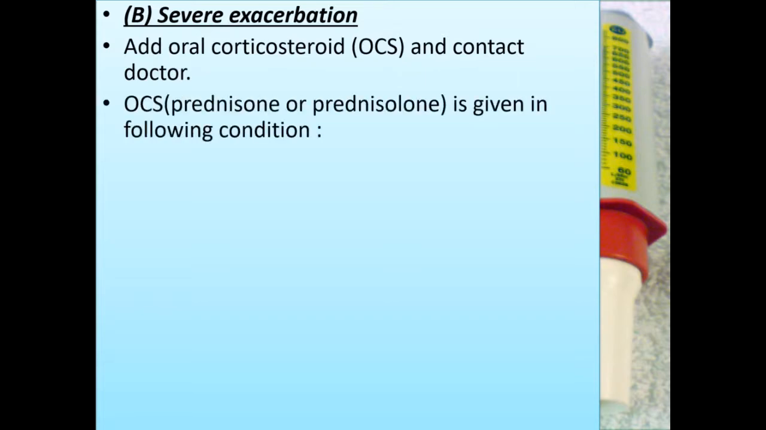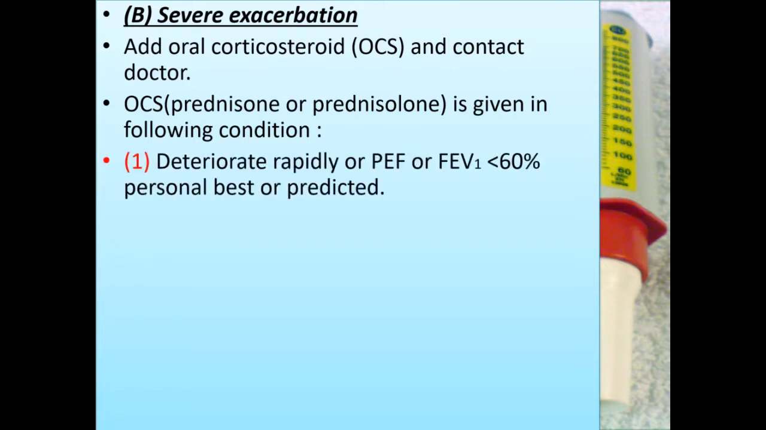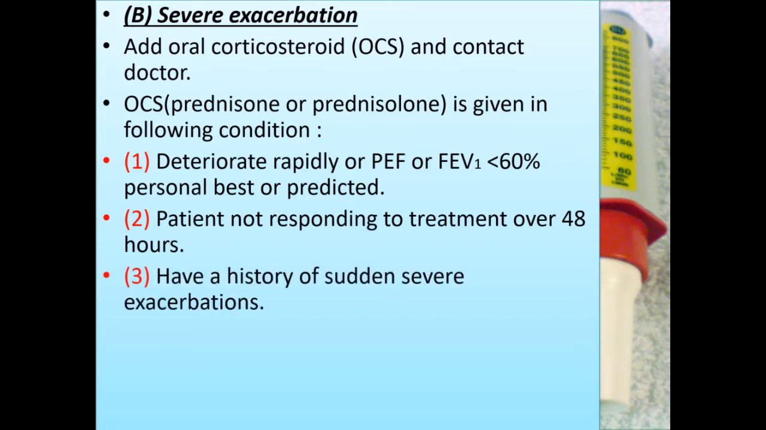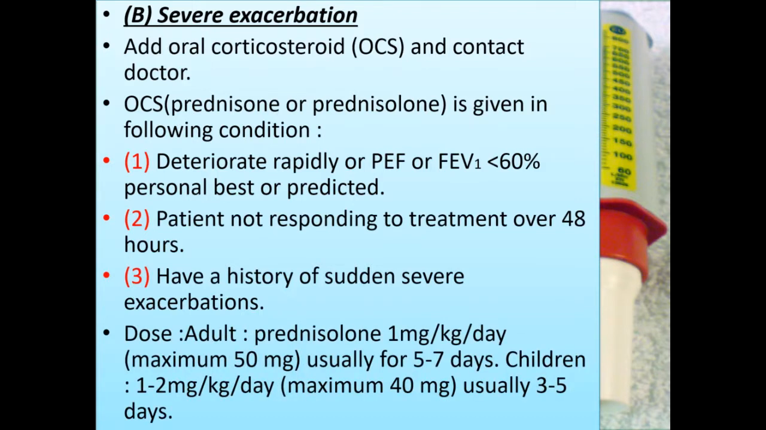OCS, prednisone or prednisolone, is given in the following conditions. 1. Deteriorating rapidly or FEV1 below 60% of personal best or predicted. 2. Patient not responding to treatment over 48 hours. 3. Having a history of sudden severe exacerbations.